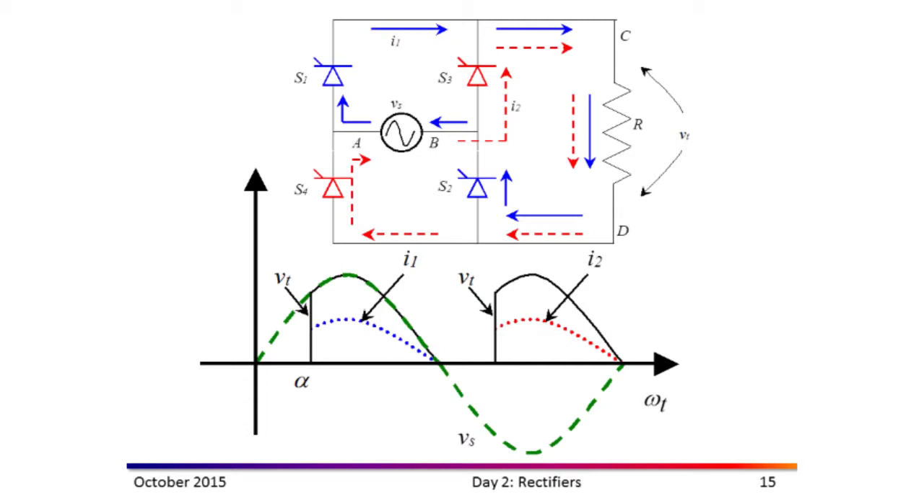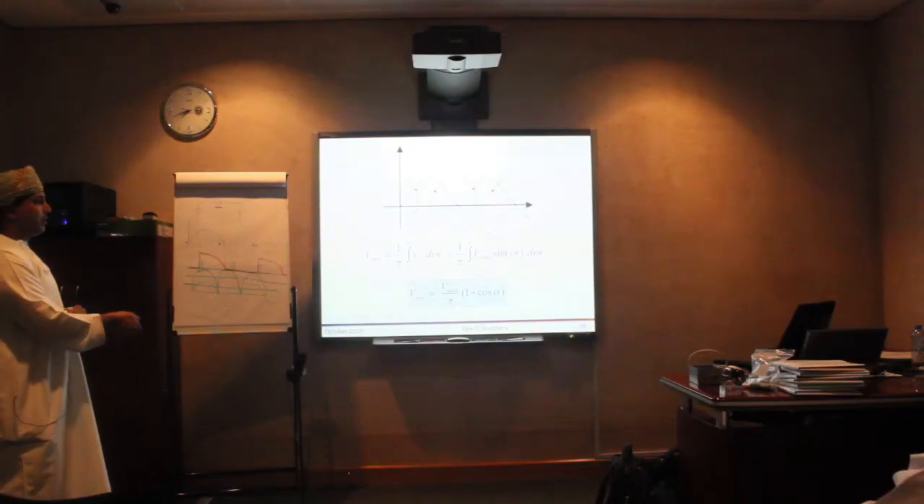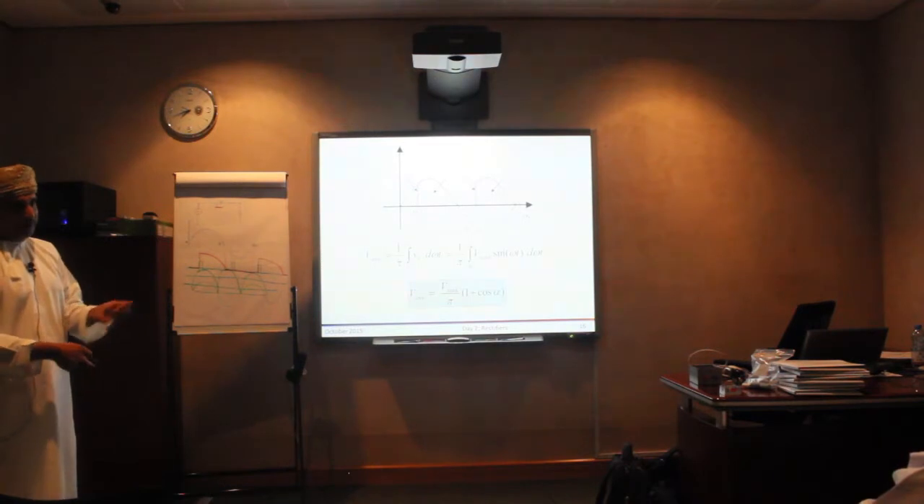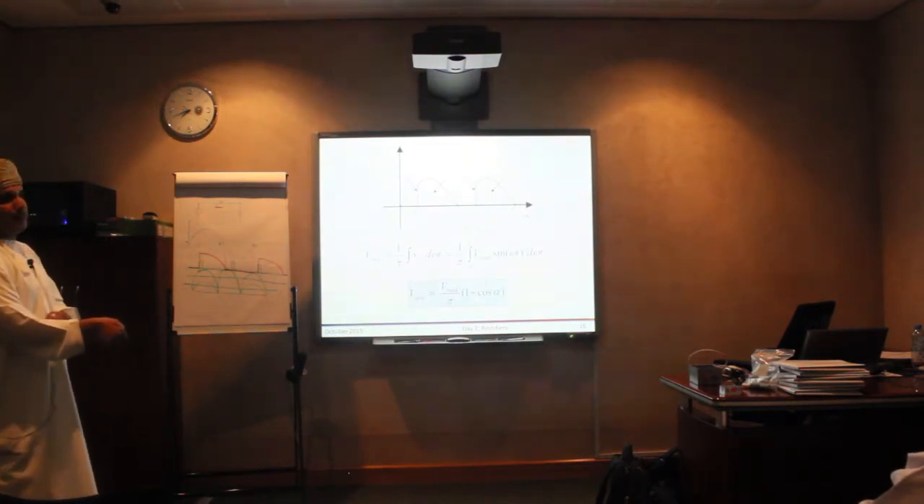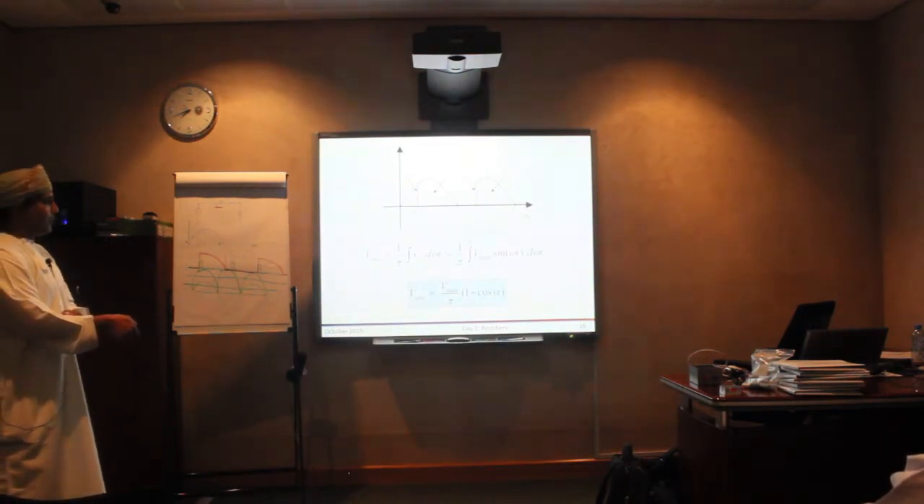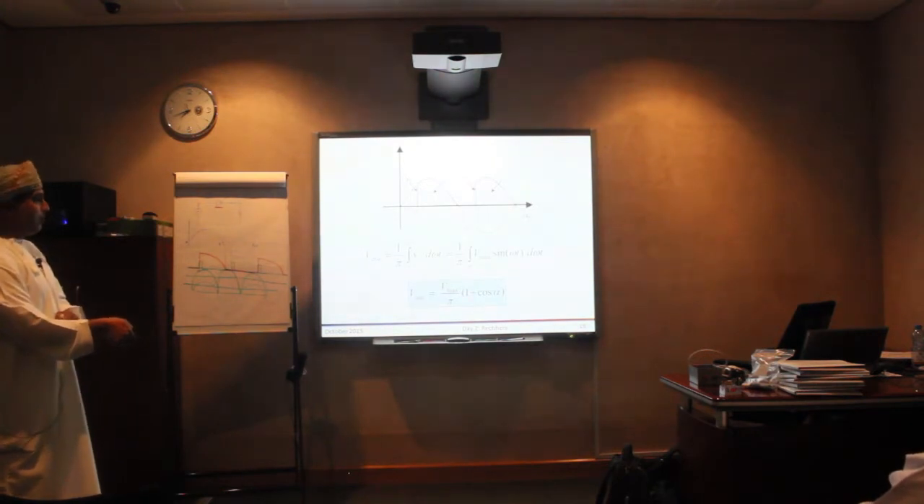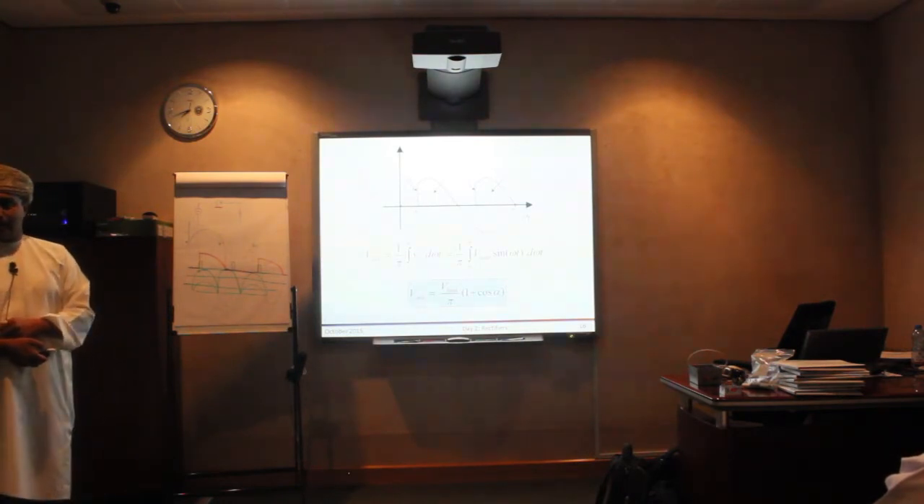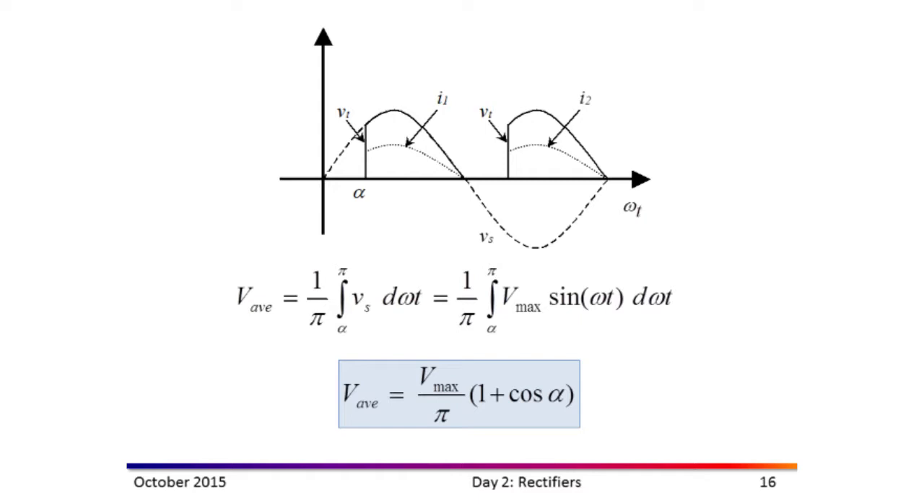And you can calculate the same thing, the average of this output voltage, using integration, the same method as we saw in the half-wave rectifier, and then we arrive at this equation. If you compare this equation with the previous one for the half-wave rectifier, you will see the value here is double. So for the diode, it will be V max over pi times (1 plus cosine 0), which gives you 2 V max over pi, right? That is the average when we have a diode.